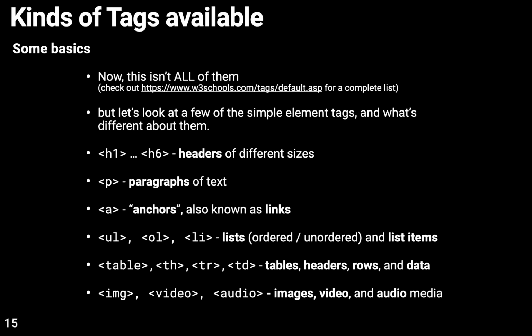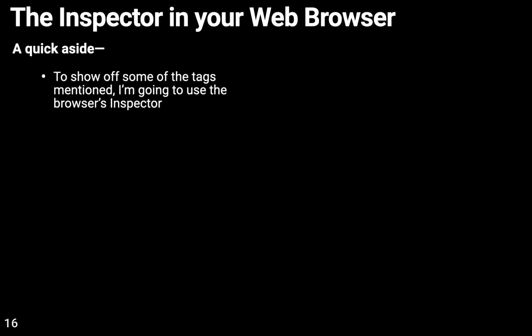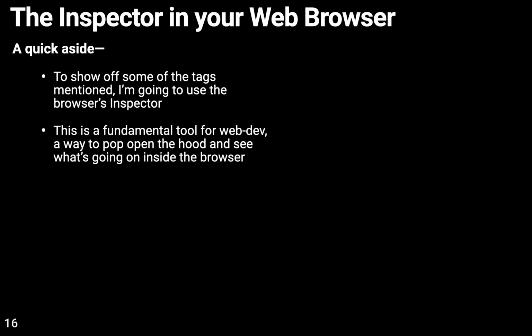Okay, so before we jump into what each of these tags do, I want to introduce you, which I'll be doing repeatedly, to the inspector in your web browser. So to show off some of the tags mentioned, I'm going to use the browser's inspector. It's a fundamental tool for web development. It's a way to sort of pop open the hood and see what's going on in the browser, right? So above and beyond the HTML code that we feed it.